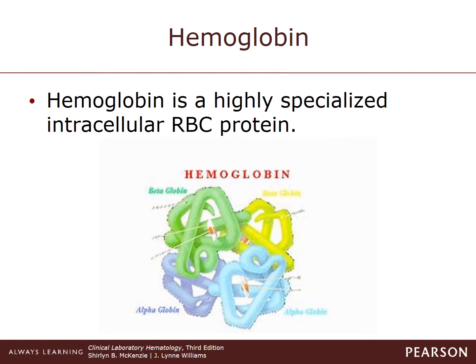Most of the hemoglobin synthesis occurs in the polychromatophilic normoblast. 75 to 80% of the hemoglobin is made before the red cell's nucleus is extruded. 20 to 25% is made by the residual RNA and mitochondria in the reticulocyte. Hemoglobin concentration is a result of a fine balance between red cell production and destruction.